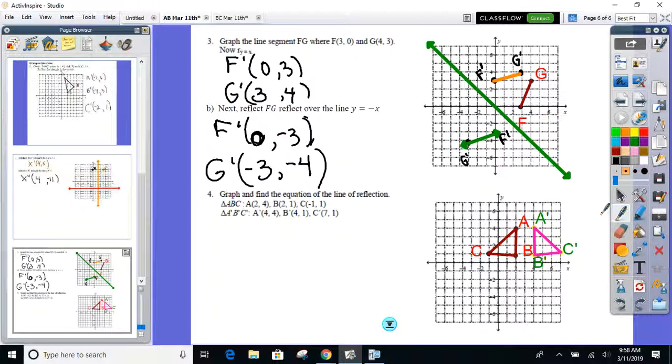Last one you're going to try on your own. You find the line I reflected over. So number 4, graph both. You find the line I reflected over.